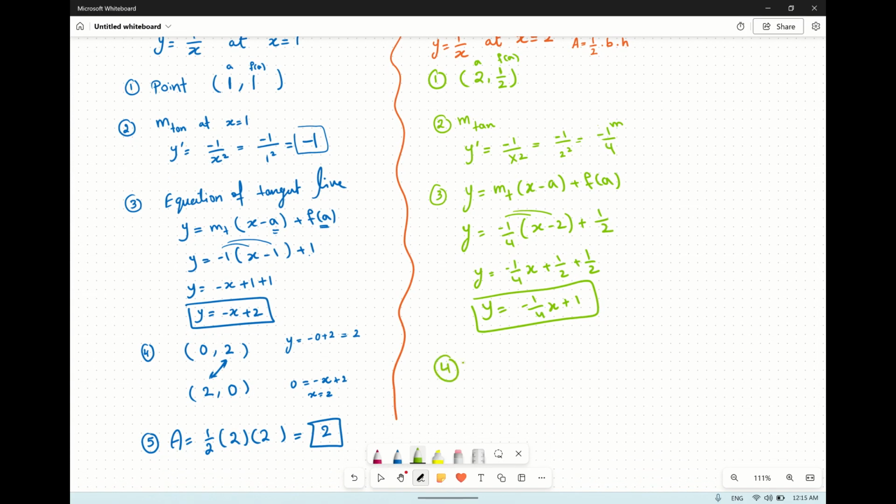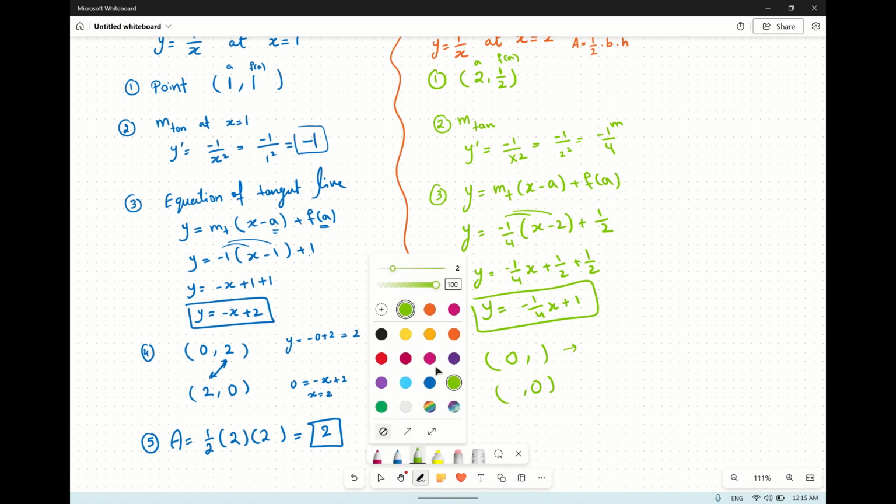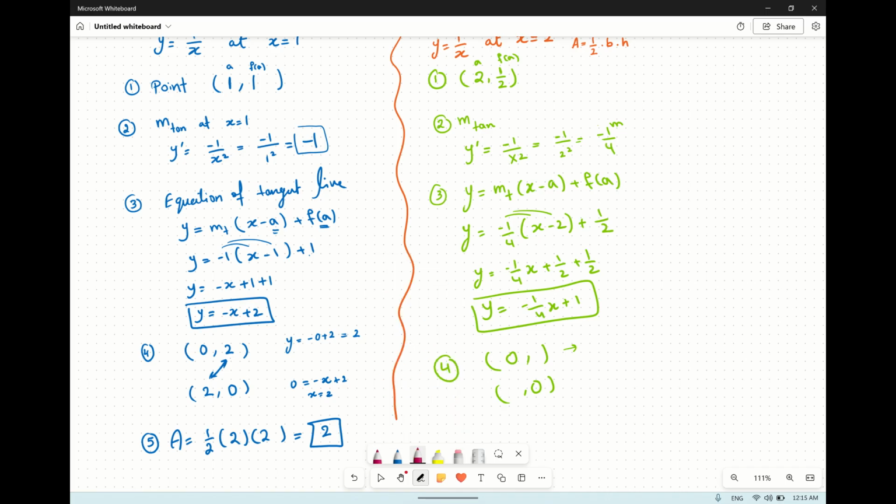Step number 4, you need the points. So you will open 2 points like this. One time you put the x as 0, one time the y as 0. Okay, let's find this one. Here the x is 0, how much will be the y? So minus 1 over 4 times 0 plus 1, so this will be 1.